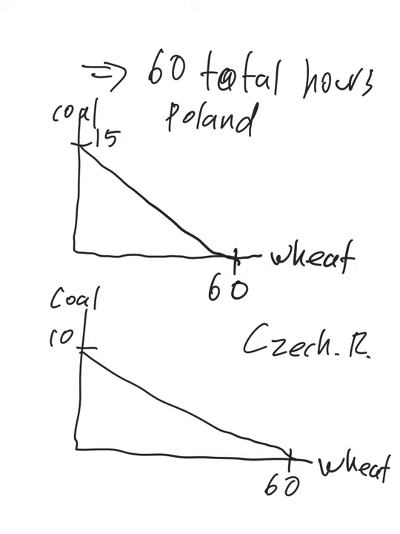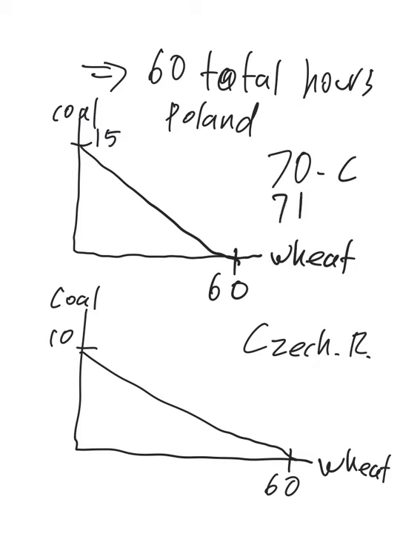So question 70 asks, which country has the absolute advantage in production of wheat? So which country can produce the most wheat if it puts everything into producing wheat? Well, actually, both of them will produce 60 units of wheat, so neither country actually has an absolute advantage over the other country, and that is why the answer to question 70 is C.